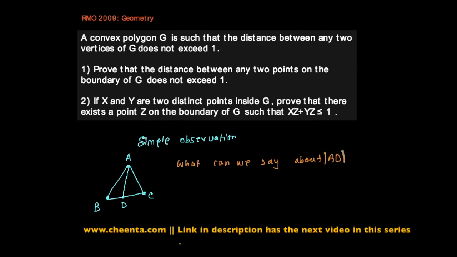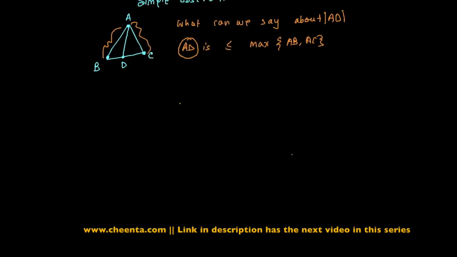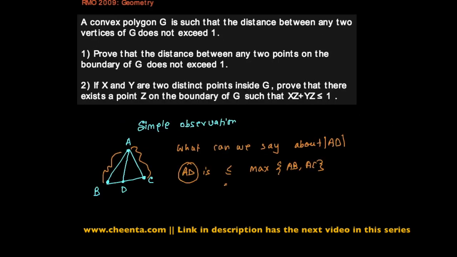One of the simplest things we can say is that AD is less than or equal to at least one of the two sides containing it. So let's write the maximum of AB and AC. If you look at the larger of the two sides, AB and AC, AD is guaranteed to be smaller than that. Now why is this true?